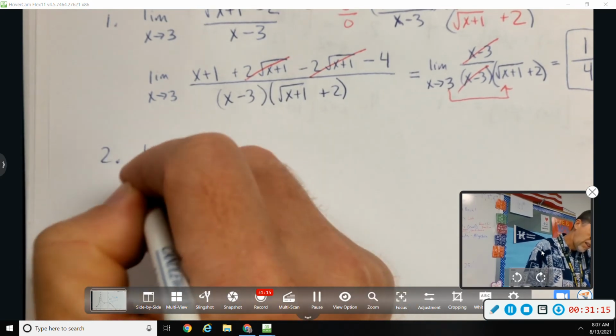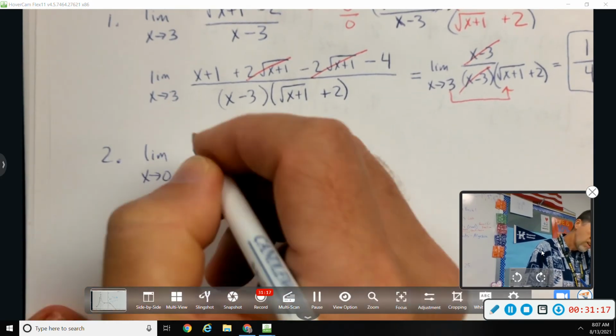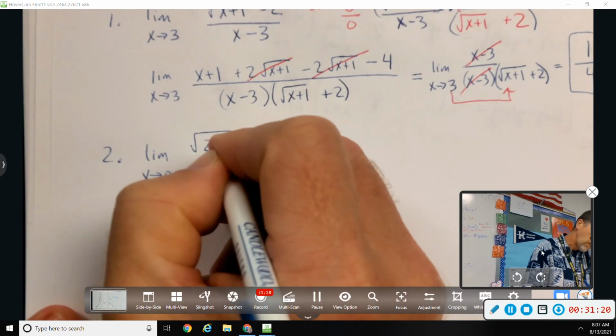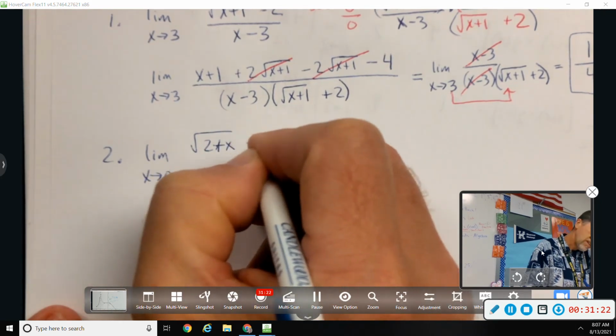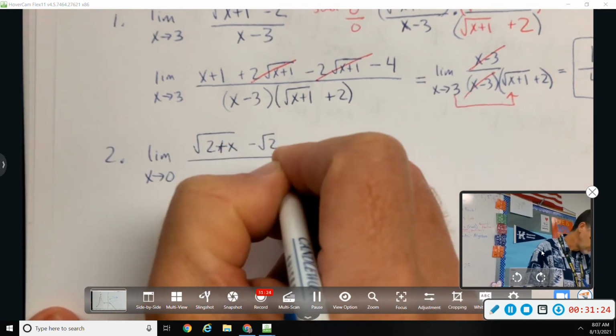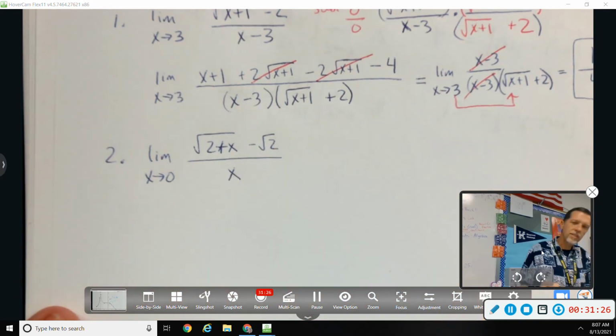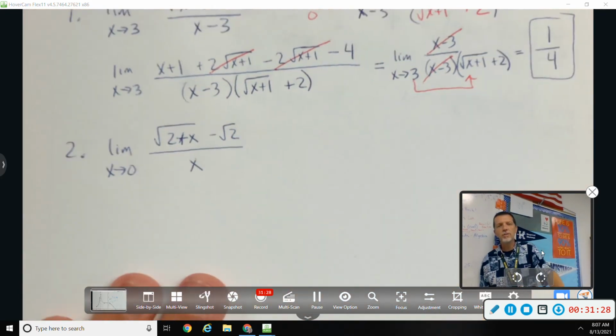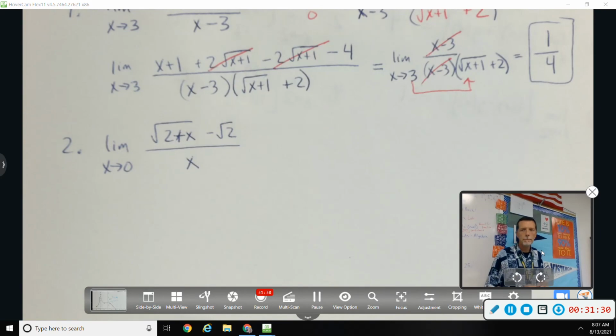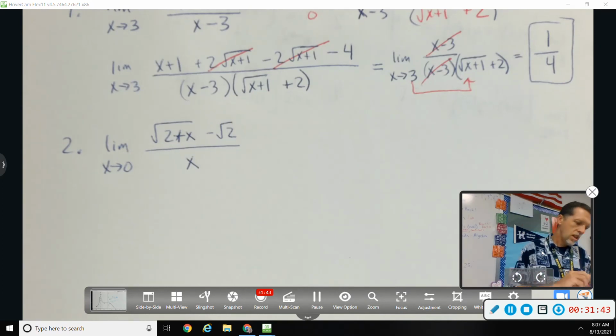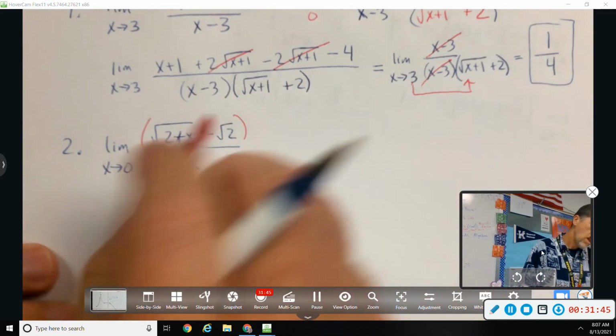Limit as x approaches 0, square root of 2 plus x minus square root of 2, all over x. This one will go a little faster because we know what's going on here. So if I plug in 0, I get 0 over 0. So if something's going on with this thing, let's fix it.